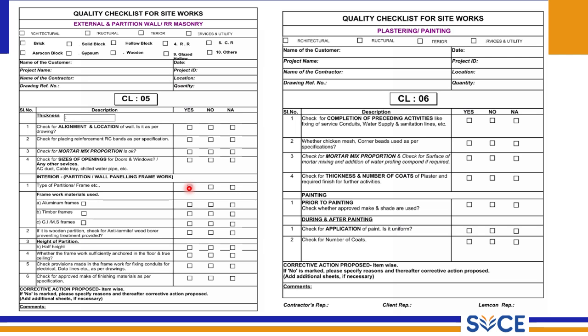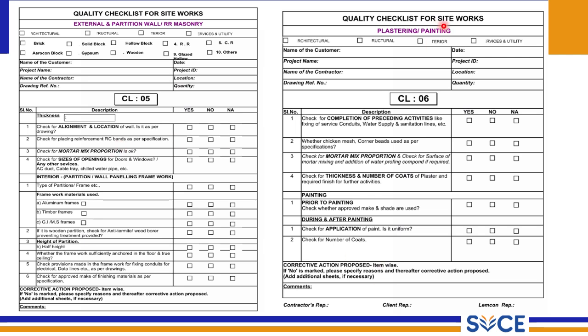And we have another part, like the interior partition wall, with types of partitions, whether it is a timber frame, aluminum frame, or GI frame. So we need to mention that type of frame. And if it is a wooden partition, check for anti-termite wood and whether preventive treatment is provided. Check the height of the partition, whether it is half height, and whether the frame is sufficiently anchored in the floor and true ceiling. So these are some things that you have to take care of while creating a quality checklist.